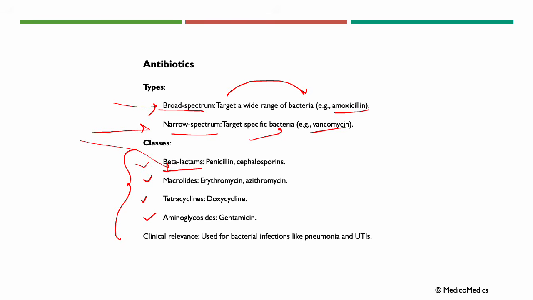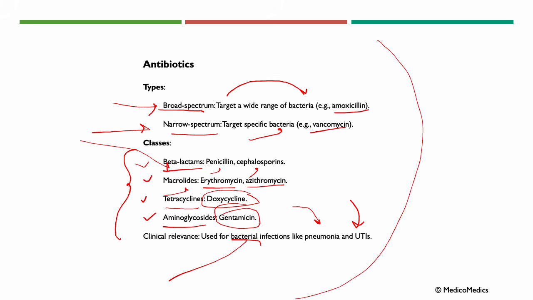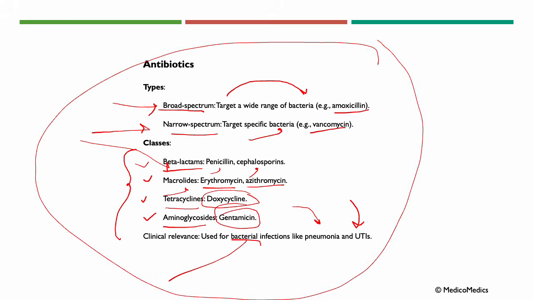But here we mention beta-lactams, so penicillin, cephalosporins, for example, macrolides, erythromycin, azithromycin, tetracyclines like doxycycline, aminoglycosides like gentamicin. And these are used for bacterial infections like pneumonia or urinary tract infections, etc. So antibiotics in general in medicine are used to fight bacterial infections. That's quite obvious. Now, some target a wide range of bacteria, others are specialized for a certain type.